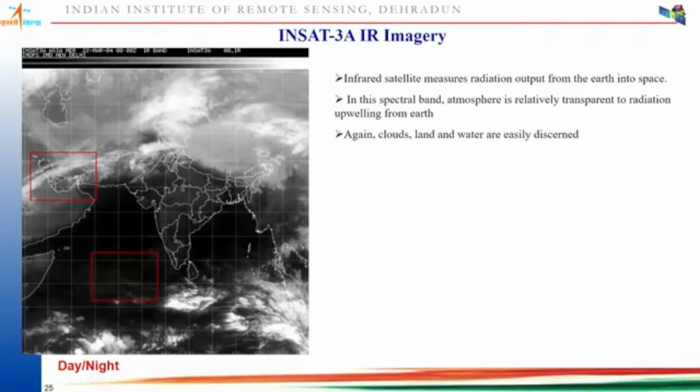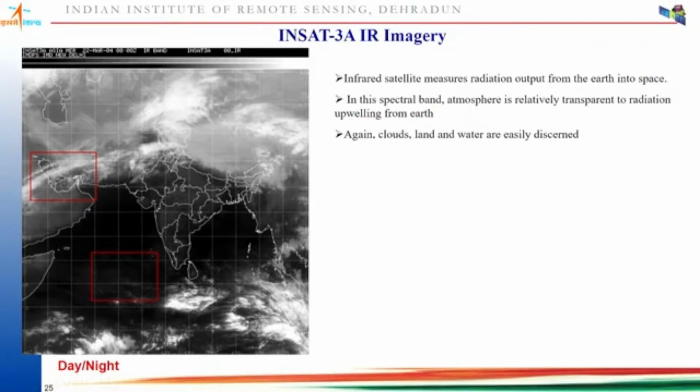Now the infrared. In the infrared imagery, this is emission. Okay, this is not reflection, this is emission. So it can happen day as well as night. So emission can happen both ways throughout 24 hours. So the infrared satellite measures radiation output from Earth into space, and in this spectral band the atmosphere is relatively transparent to radiation upwelling. So emission is happening. Again the clouds, land and water are easily discernible. So we can see clouds, land and ocean clearly.